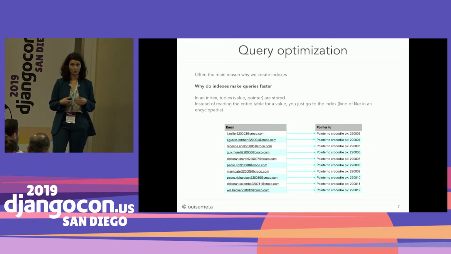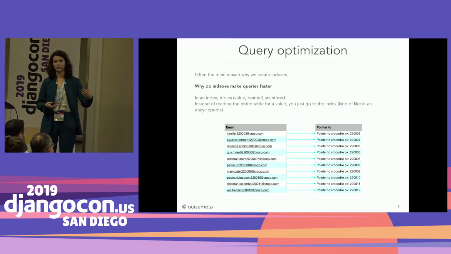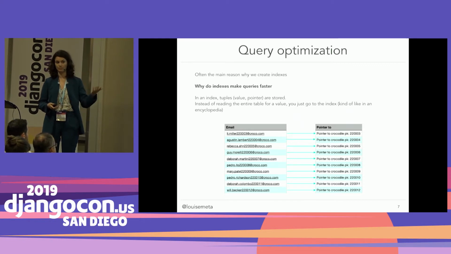We also use them for optimizing queries. That's often the main reason we create an index. So why do they help? The idea is that in an index, you have the value of the column that you're indexing, and a pointer. Instead of reading the entire table, the database goes to the index and searches for the value you're looking for. If that's not clear, think of it as an encyclopedia. If you want to read about crocodiles, you're not going to read the entire encyclopedia from A to Z. You're just going to go to the index, look for crocodiles, and go back to the pages.